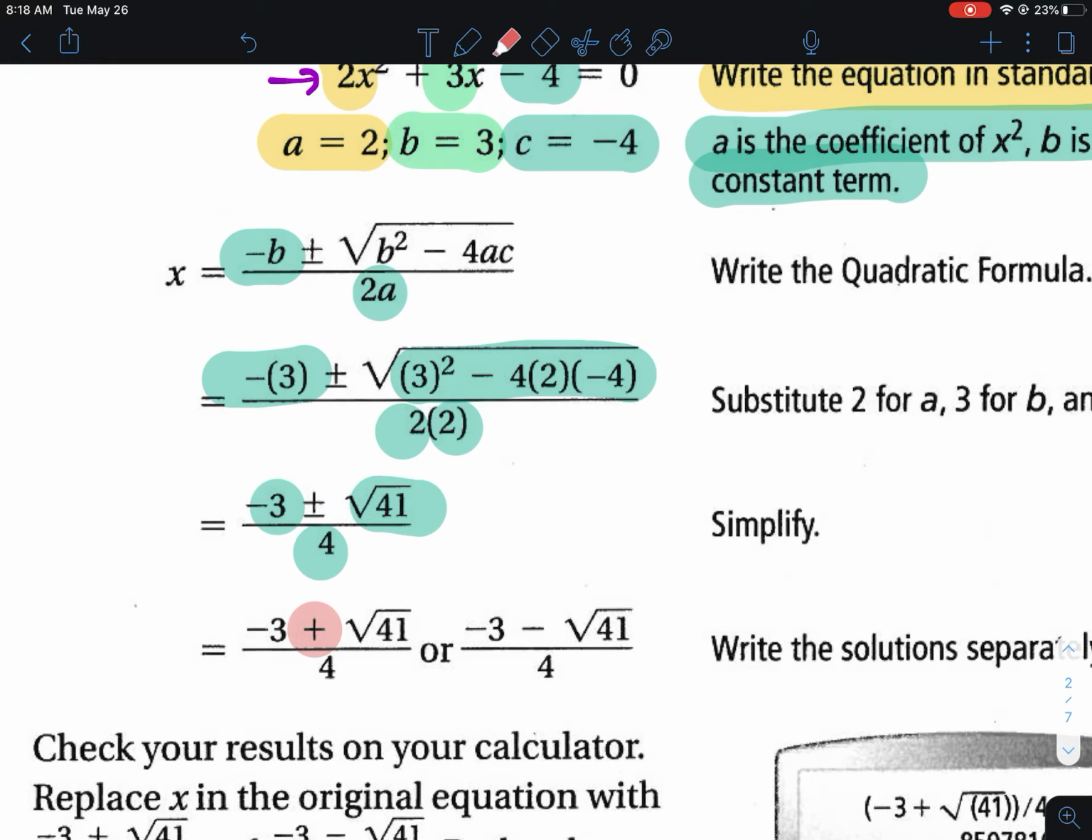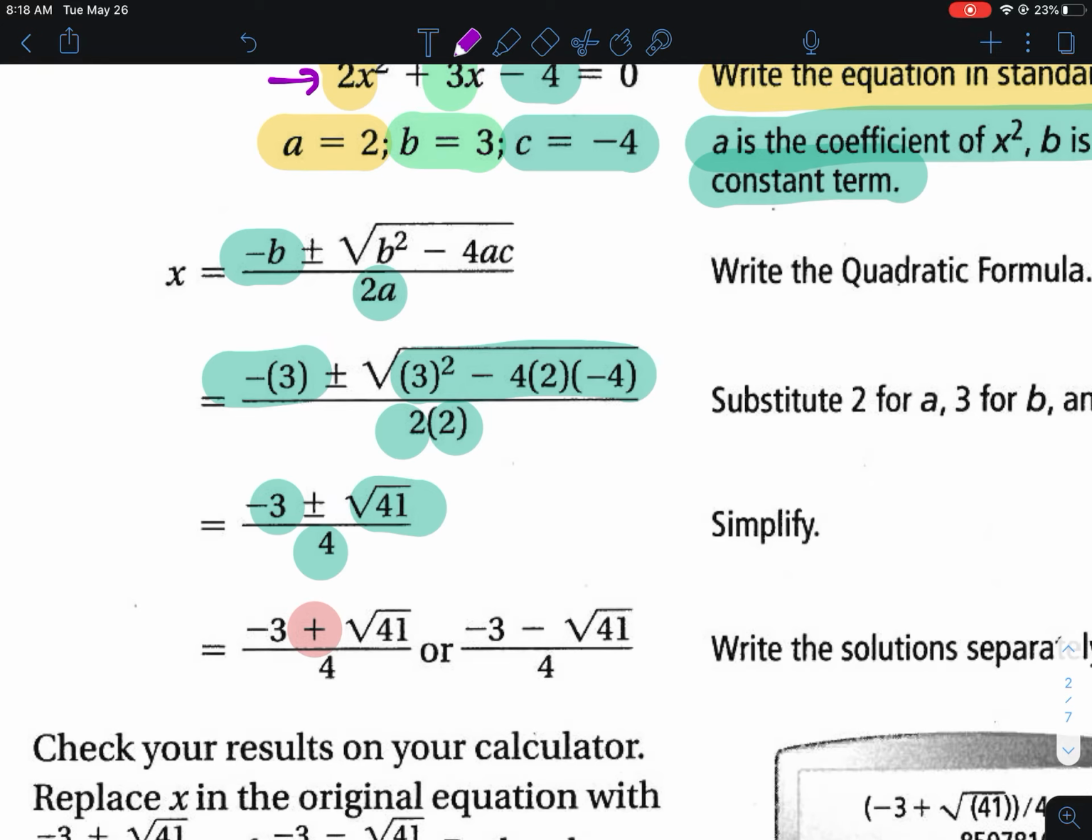So you can sort of see it below. One is using the plus, negative 3 plus the square root of 41 over 4, or negative 3 minus the square root of 41 over 4. You could put the square root of 41 into your calculator, and that's what they did below, so I'll show you that in a sec.